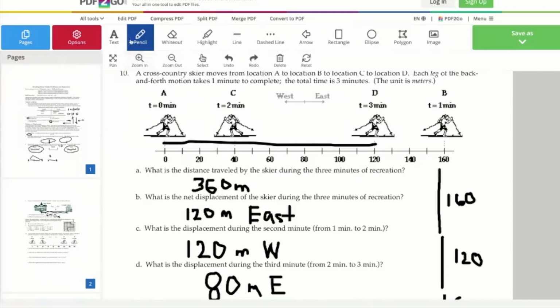That concludes this worksheet. Does anyone have any questions about this distance versus displacement? I think that cleared up everyone's confusions about it. Type yes if you're ready to move on to the next one.